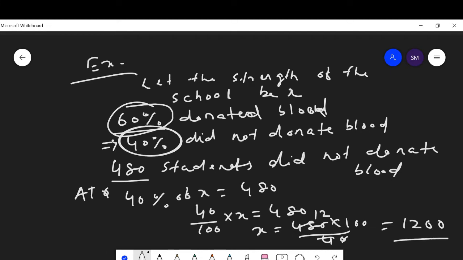Total students in the school is 1200. From which 60% donated blood, 40% did not donate blood, but the question says 480 students did not donate. Then according to the question, 40% of x is equal to 480. Then by solving these linear equations, we get the strength of the school is 1200. Okay. Then discuss the next questions.